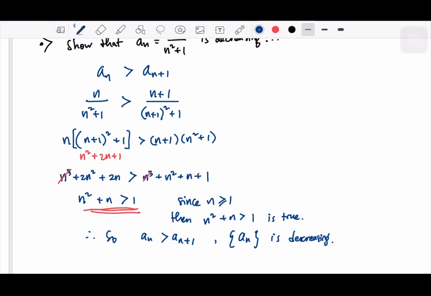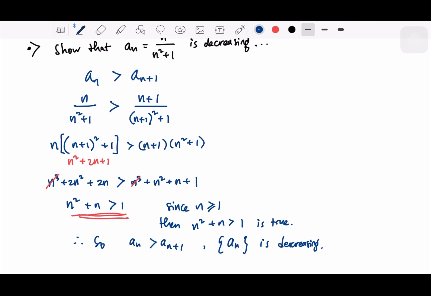Anyway, as long as you can prove whether the statement is true or not, you can always make some conclusions. And then you can write down that the sequence is decreasing or increasing, if the question is asking the other way around.